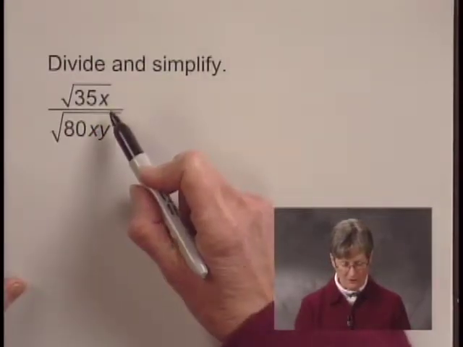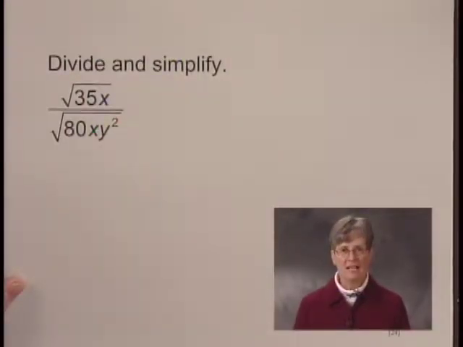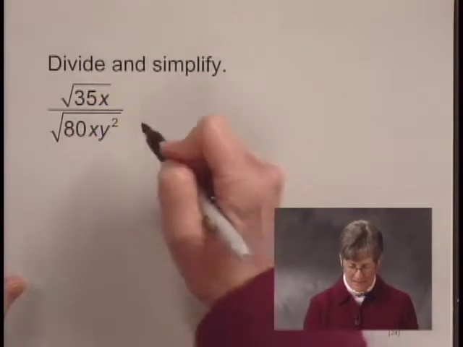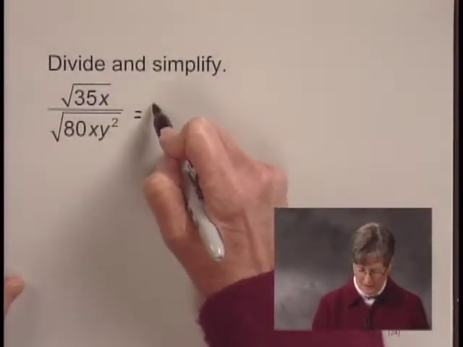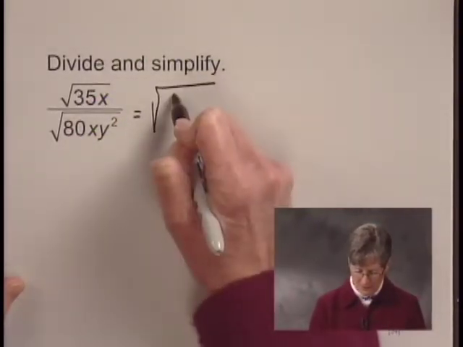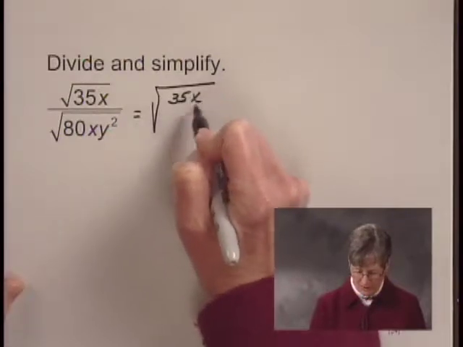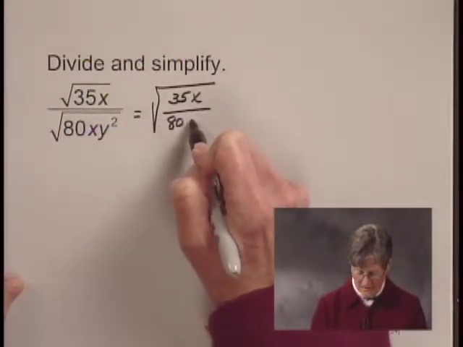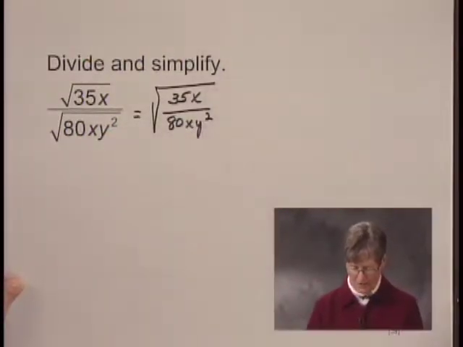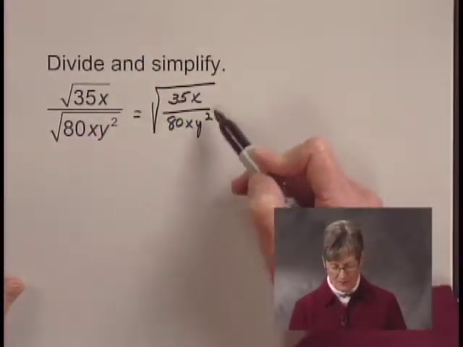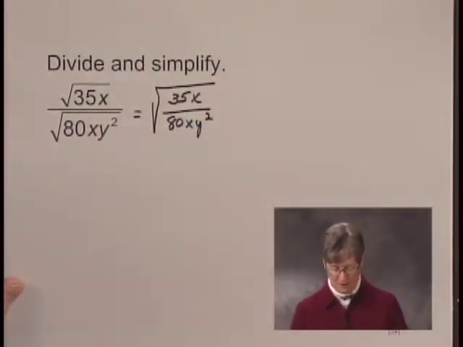We'll divide square roots and then we'll simplify if possible. We have the quotient, the square root of 35x over the square root of 80xy squared. Let's begin by just writing this as a single square root, the square root of 35x over 80xy squared. And now let's look and see if we can simplify under the radical symbol.